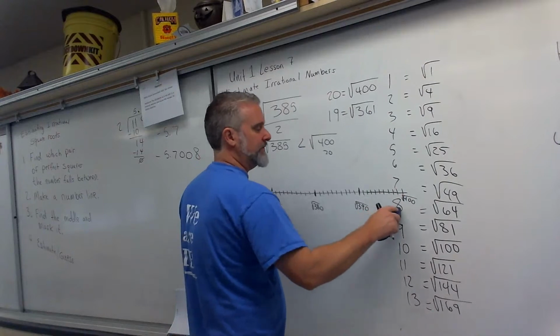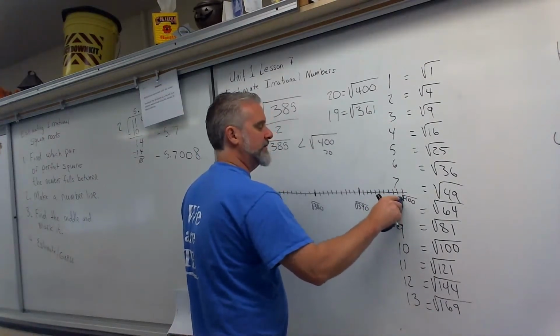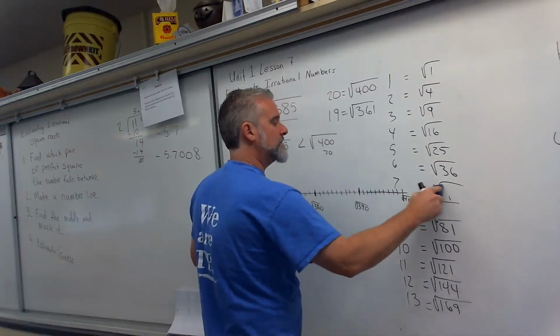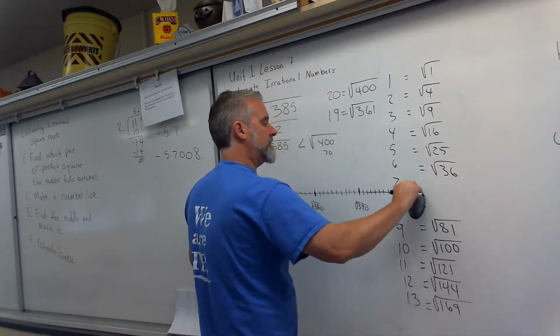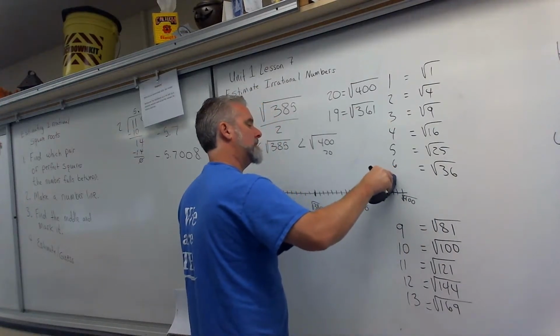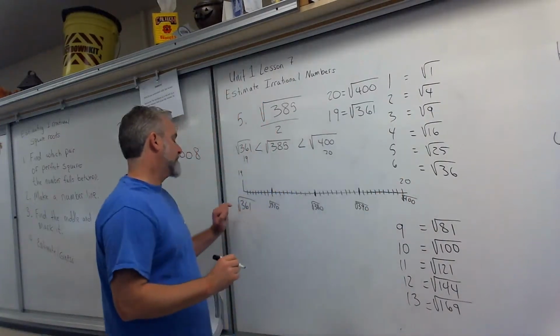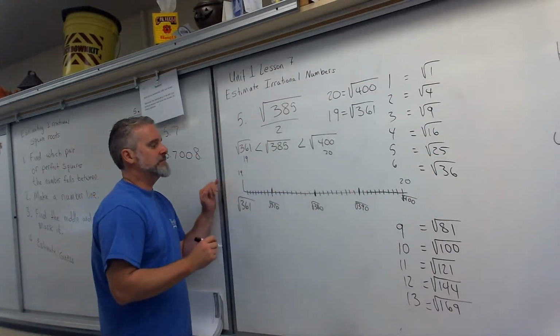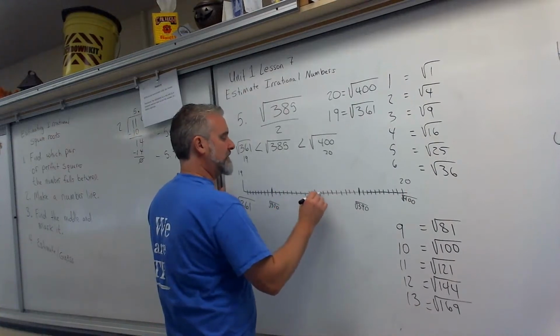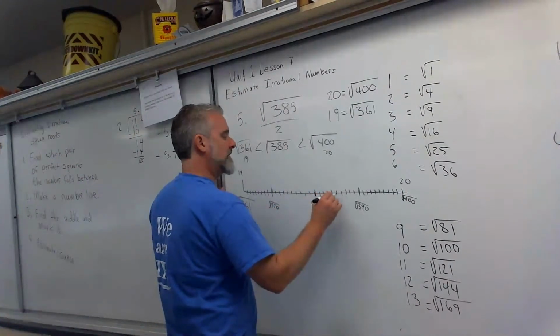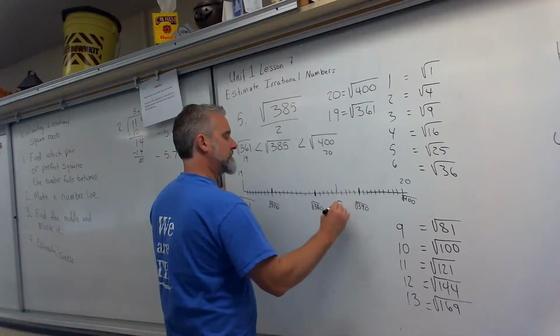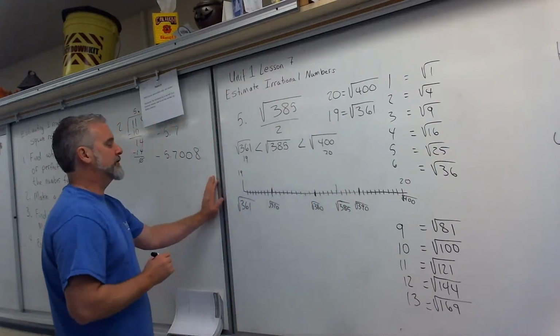Now I'm going to have to erase some of my goodness over here to make space for it. That's all right. Square root of 400, 20. Square root of 361, 19. Square root of 385, 3, 4, 5. I have no idea. But we're going to figure it out.